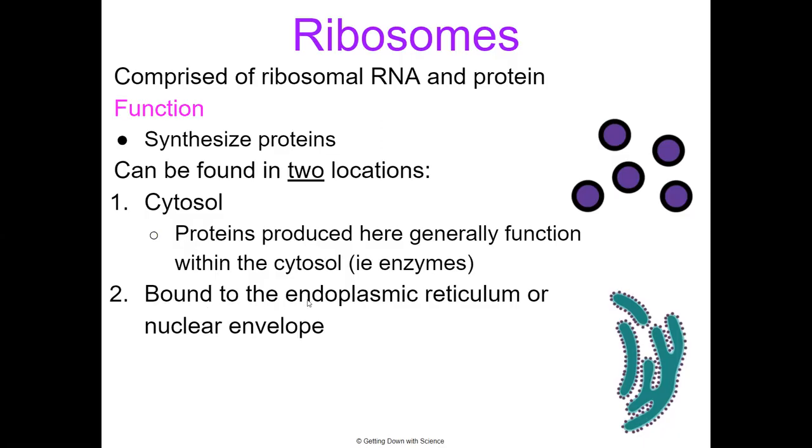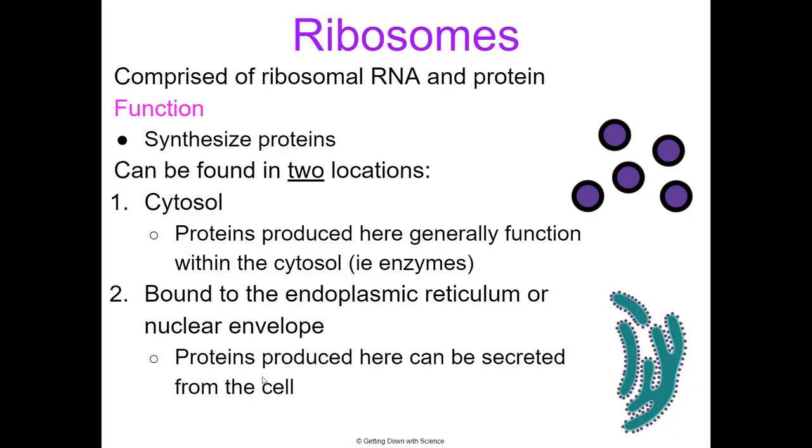And we can also find them bound to the endoplasmic reticulum. That's what makes it rough ER, or to the nuclear envelope, which is also another place. So they kind of will attach to surfaces. And the proteins that are produced in these tend to be released from the cell.